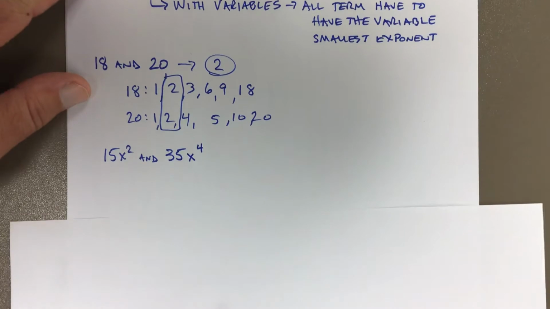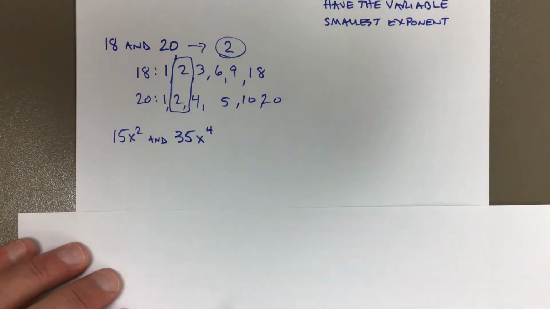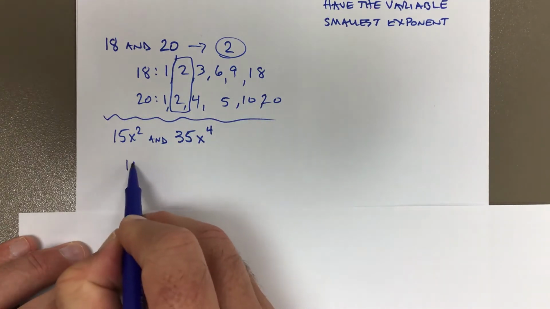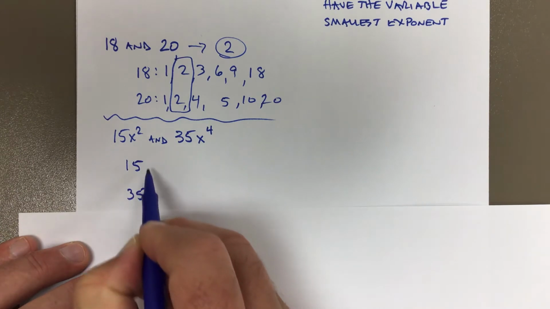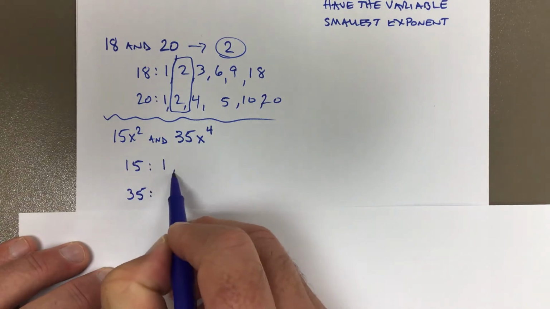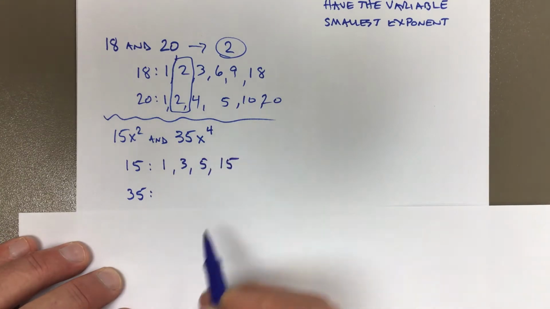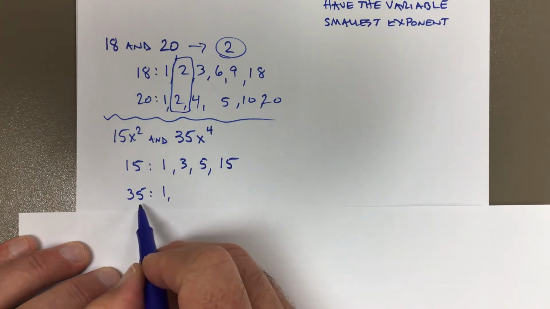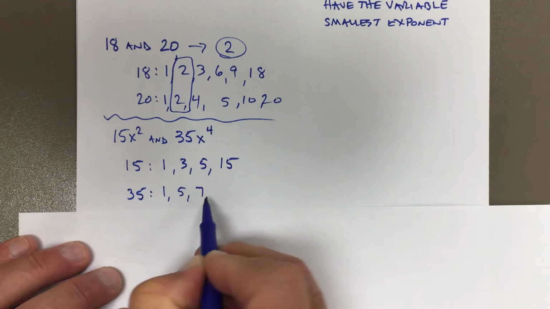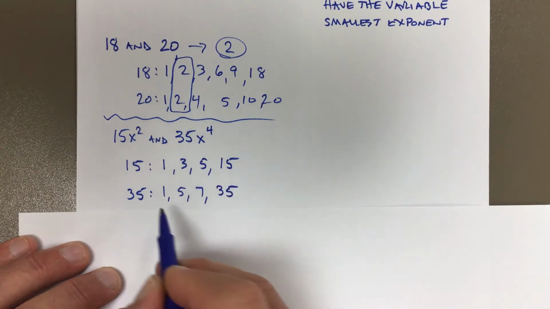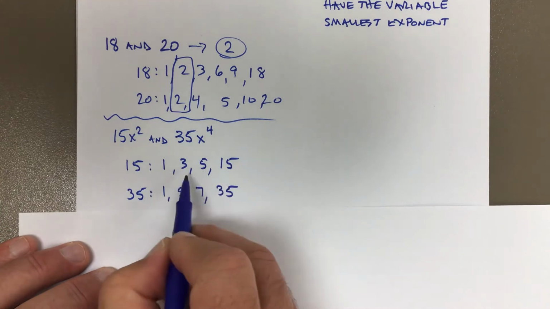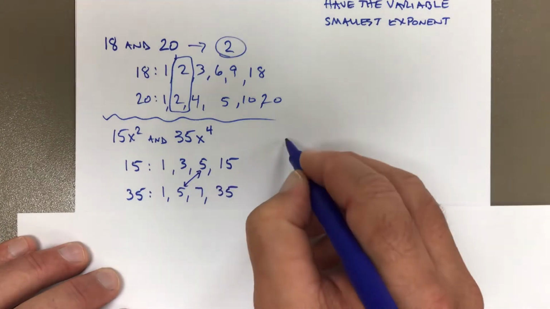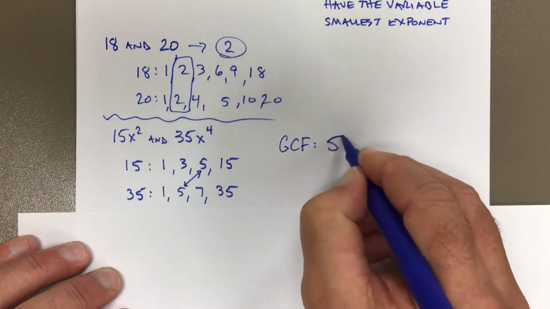How about 15x squared and 35x to the 4th? Again, if you break this up, take 15 and 35. 15 is 1, 3, 5, and 15. 35 is 1, 2, no, 3, no, 4, no, 5, and 7, and then 35. 1 times 35, 5 times 7, 1 times 15, 3 times 5. So what's the largest number? It looks like it's these 5s. So the greatest common factor is 5.